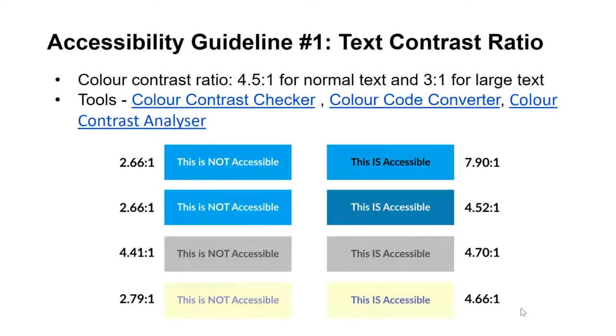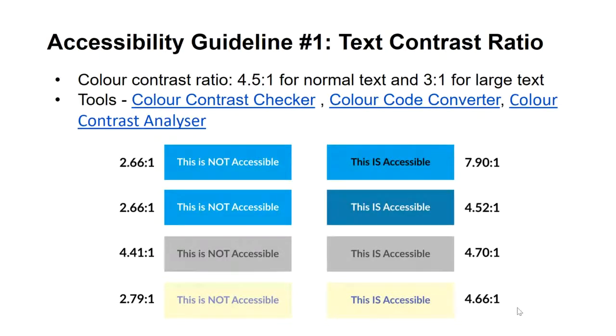So the first accessibility guideline that I'd like to look at is a guideline around text contrast ratio. The color contrast of our text, to comply with AA standards, needs to be 4.5 to 1 for normal size text, and 3 to 1 for large size text. Large is considered 14 point bolded, or 18 point not bolded.